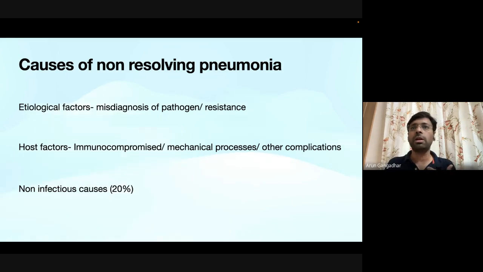Then there could be host factors, like the patient might be immunocompromised, might have multiple seeds of infection elsewhere, or might have multiple other complications due to the same pneumonia, like developing a lung abscess or an infective empyema. All these can be the cause of non-resolving pneumonia in an infective case. And we have to bear in mind that 20% of cases are non-infectious causes.